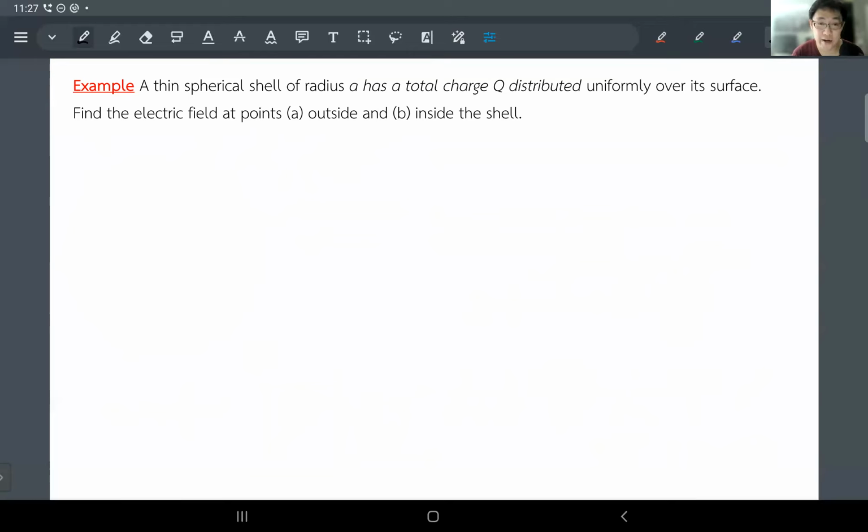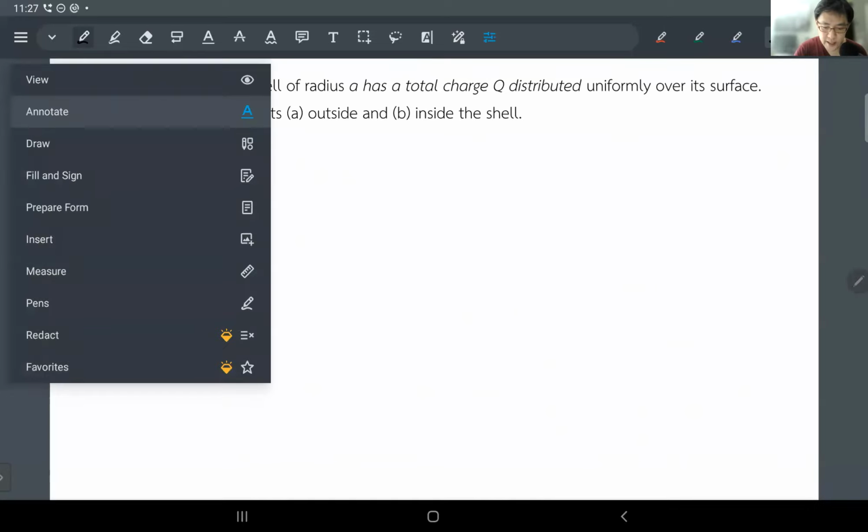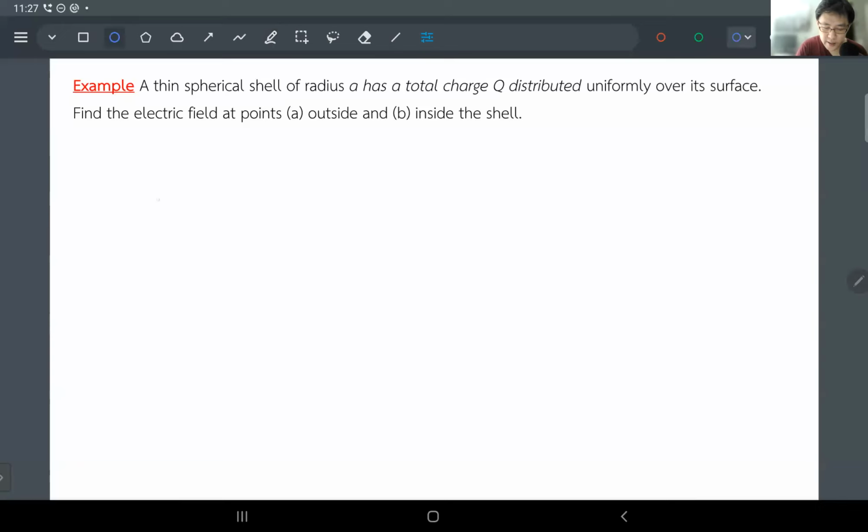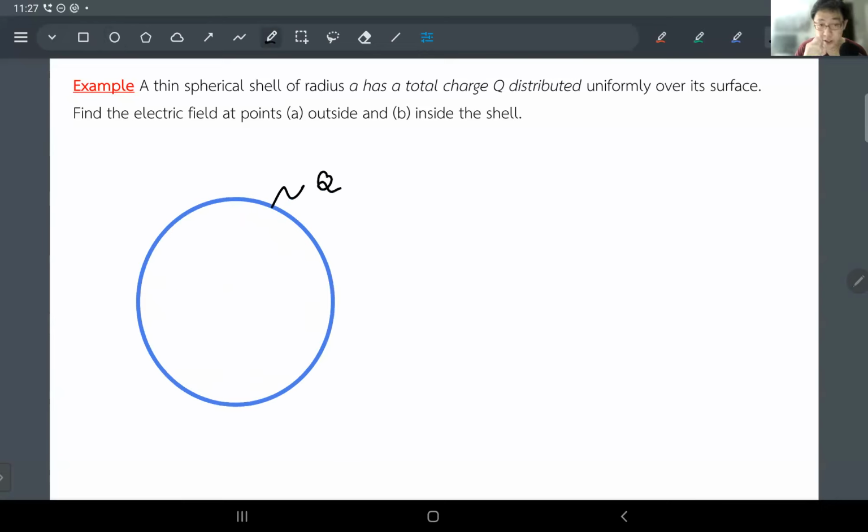Okay. This is your turn, guys. Try it. You have a thin spherical shell. Now it's a shell. It's not like a solid spherical piece of charge anymore. What you have here is a total charge on this shell given to be Q. And the radius of this shell is given to be a. The charge is uniformly distributed over its surface.